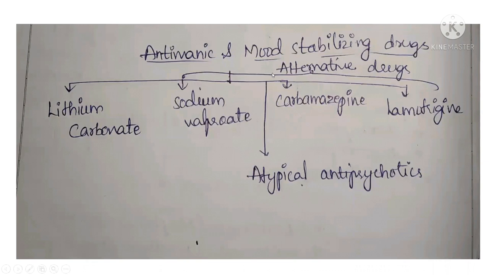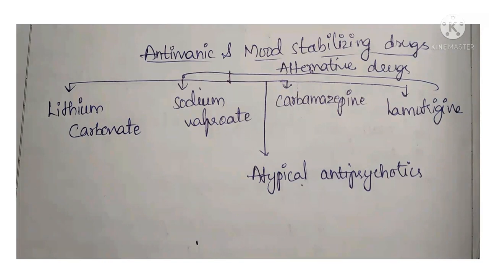So next, we'll study antimanics, antimania. Here we have the drugs used to treat mania, or mood stabilizing drugs. Here we have lithium carbonate, and if lithium carbonate is toxic to that particular patient, then we use alternative drugs like sodium valproate, atypical antipsychotics, carbamazepine, and lamotrigine. The mechanism of lithium carbonate is also not known, but it mainly inhibits the phosphatidylinositol phosphate cyclic pathway.